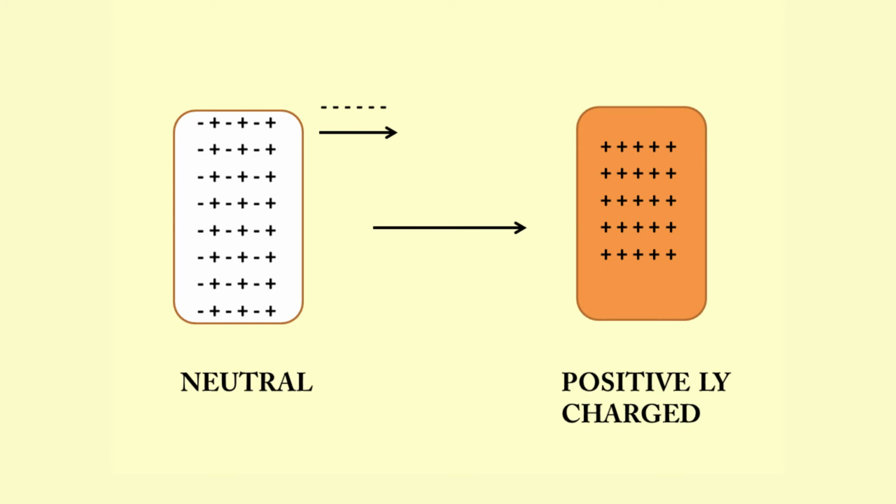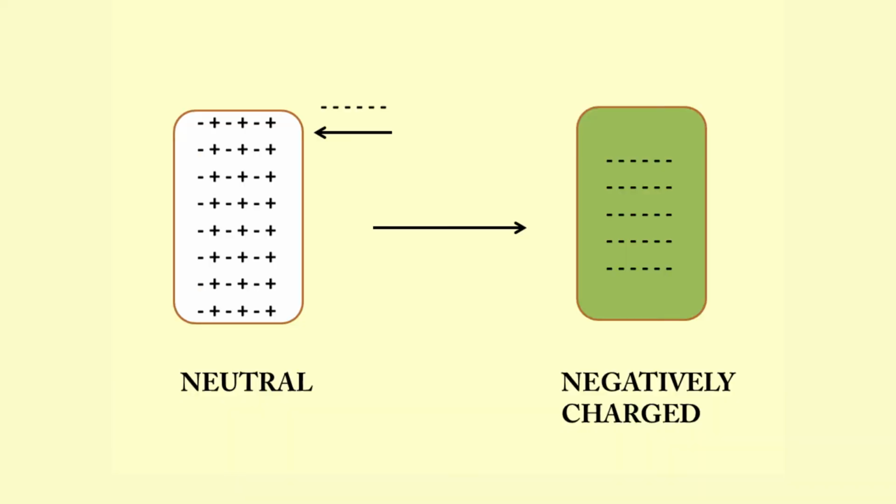Consider case number 1, where we take some electrons from the solid object. After this, the number of protons in the body will be more than the number of electrons. So the net charge on the body is positive. In other words, the deficiency of electrons makes a body positively charged.